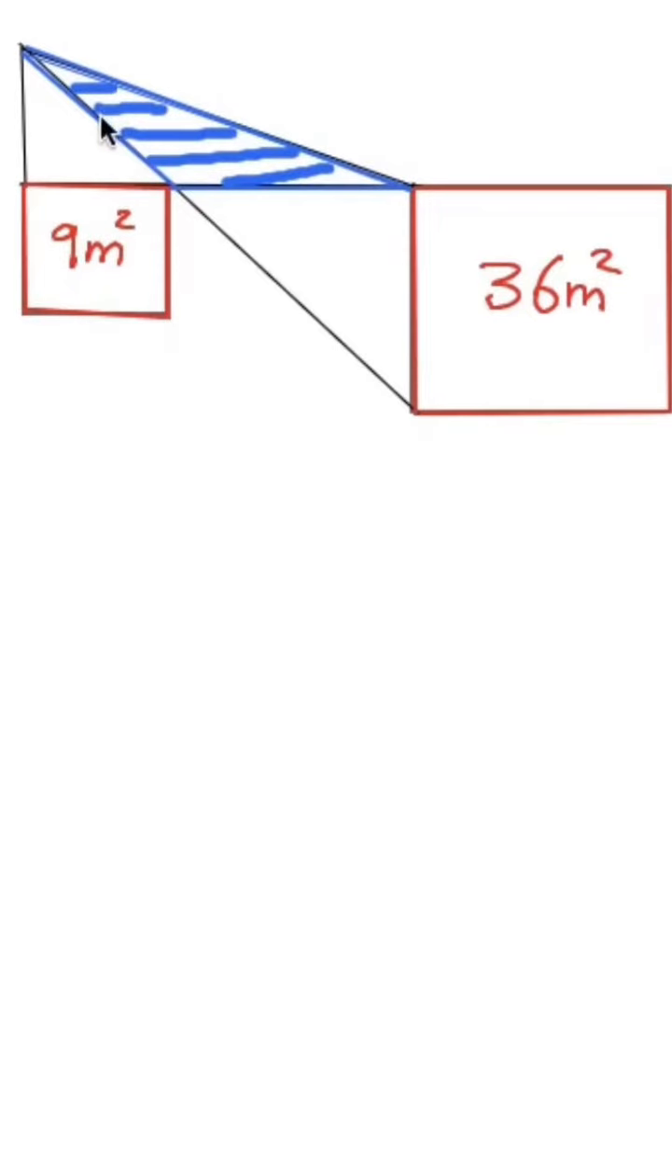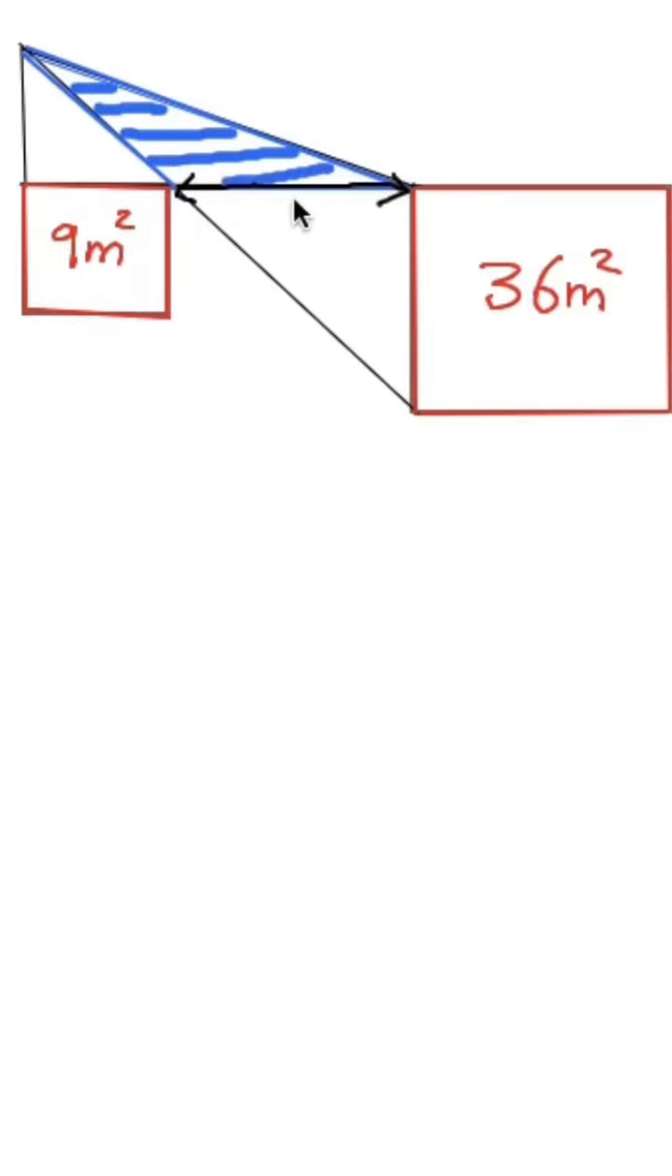We need to calculate the area of the blue shaded triangle, given that the two quadrilaterals are squares and they have an area of 9 meters squared and 36 meters squared. So in order to calculate the area of a triangle, we need to know the length of its base.